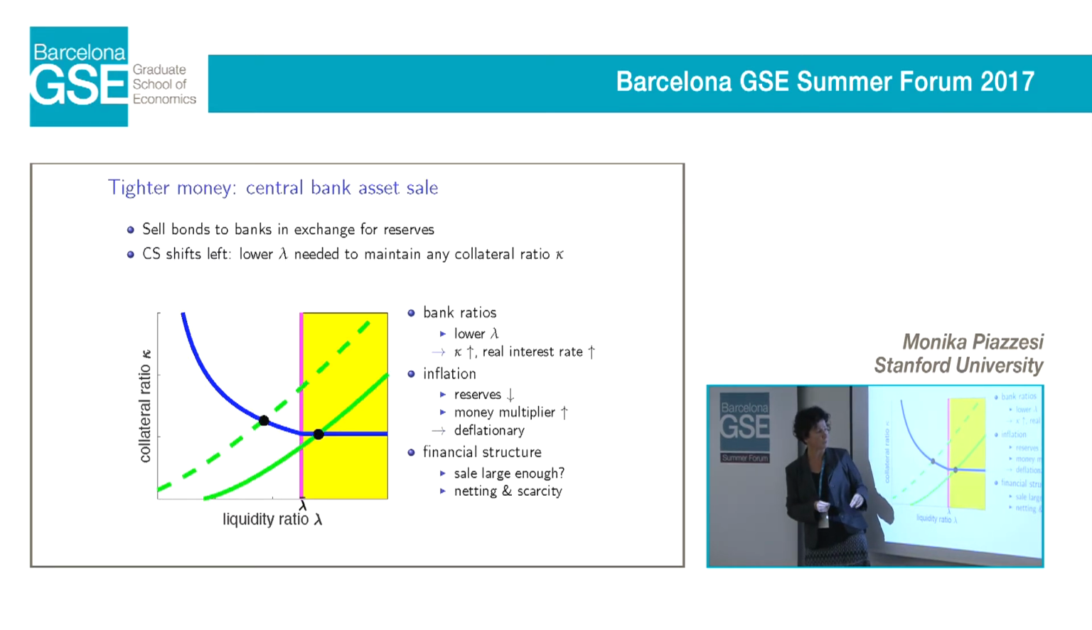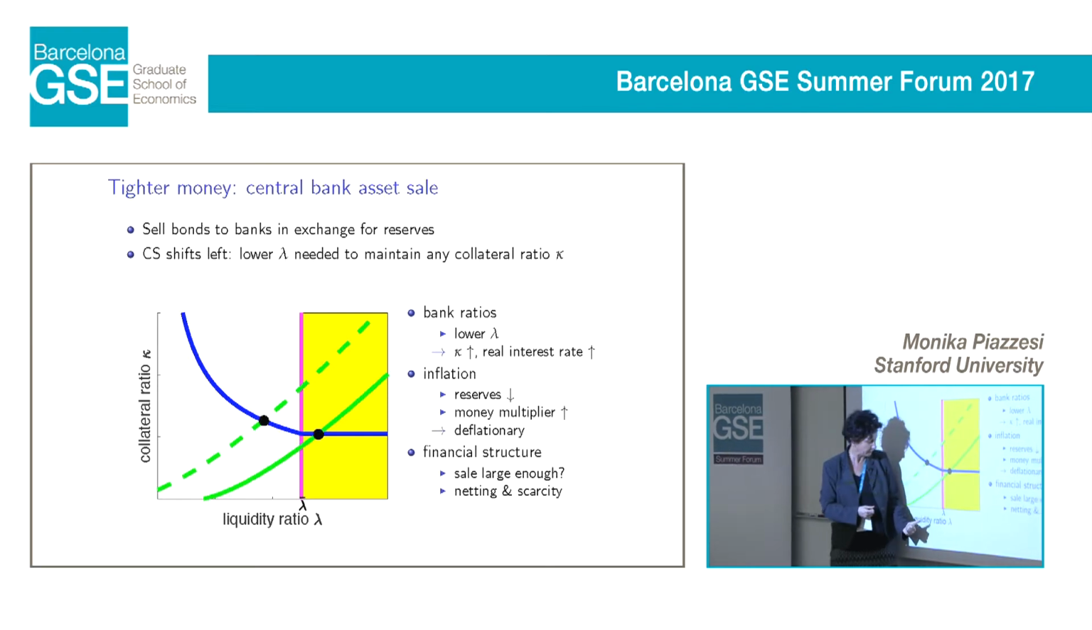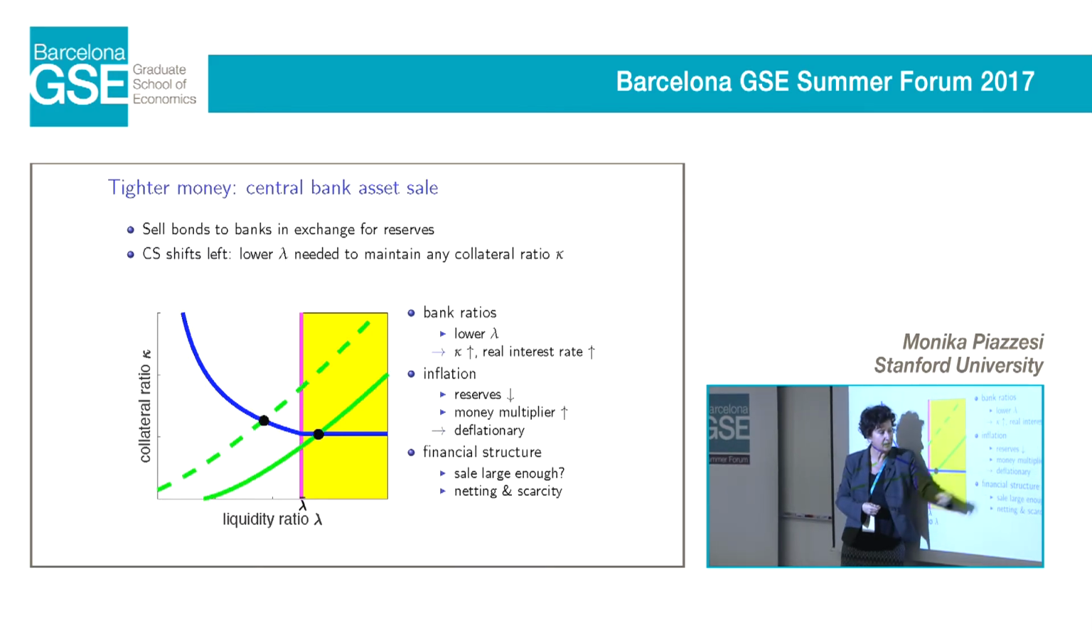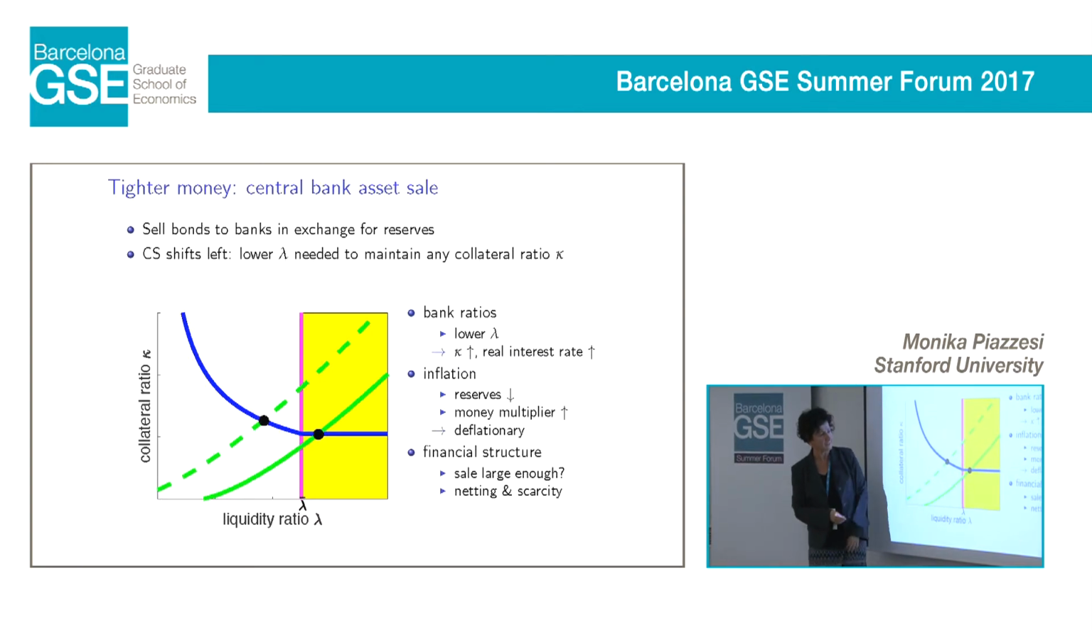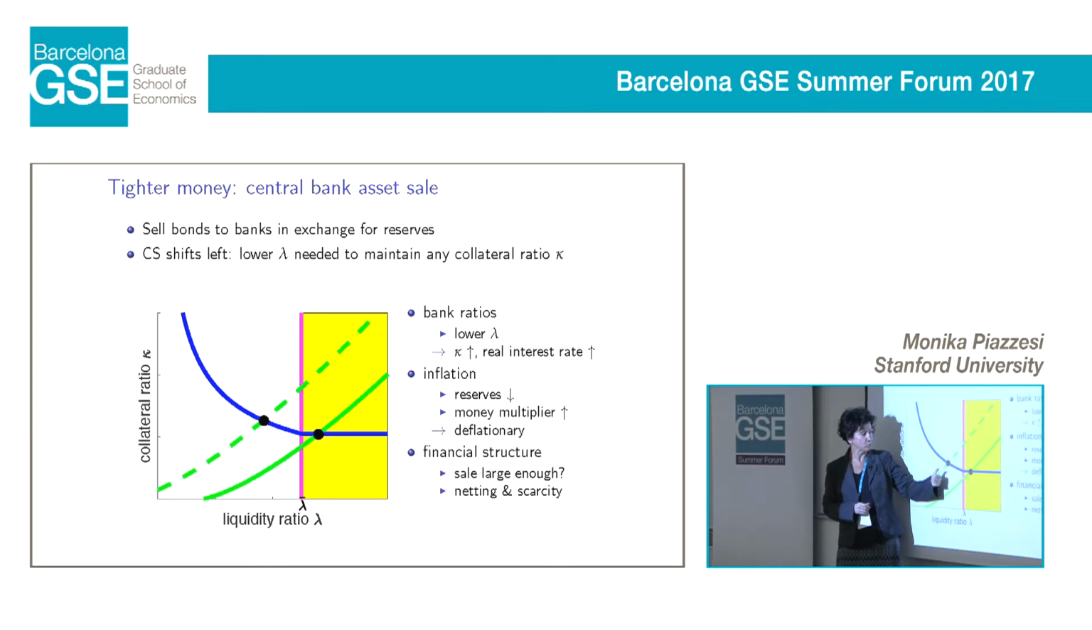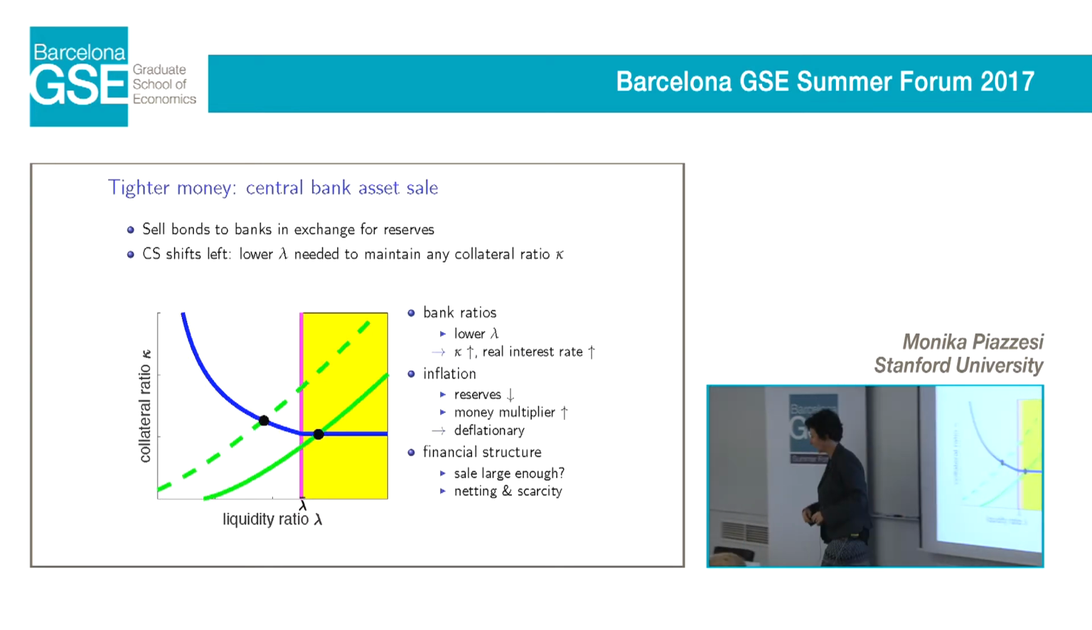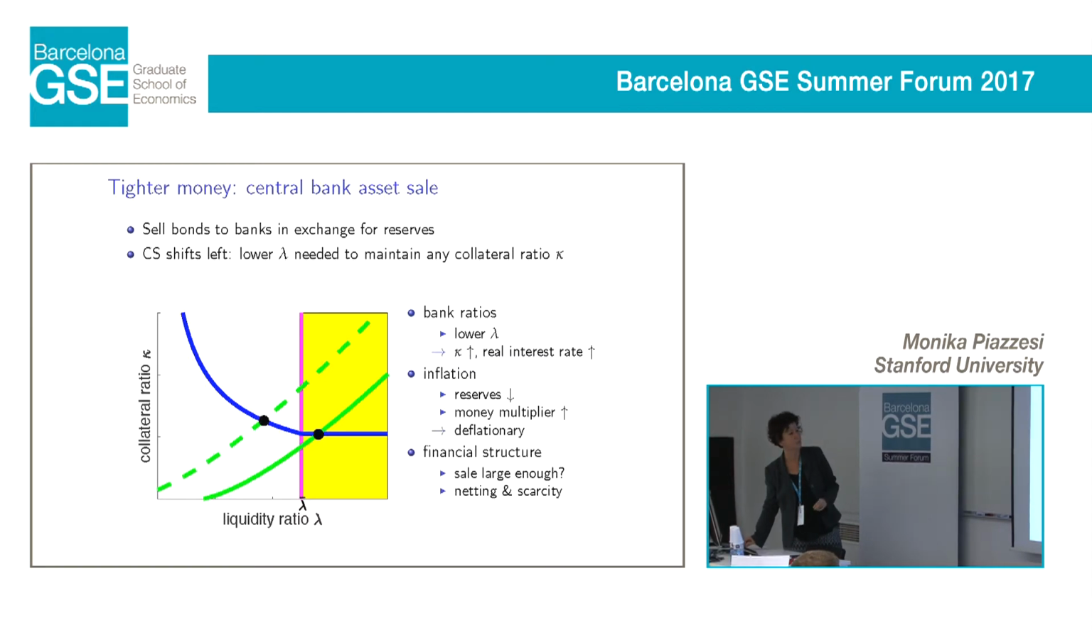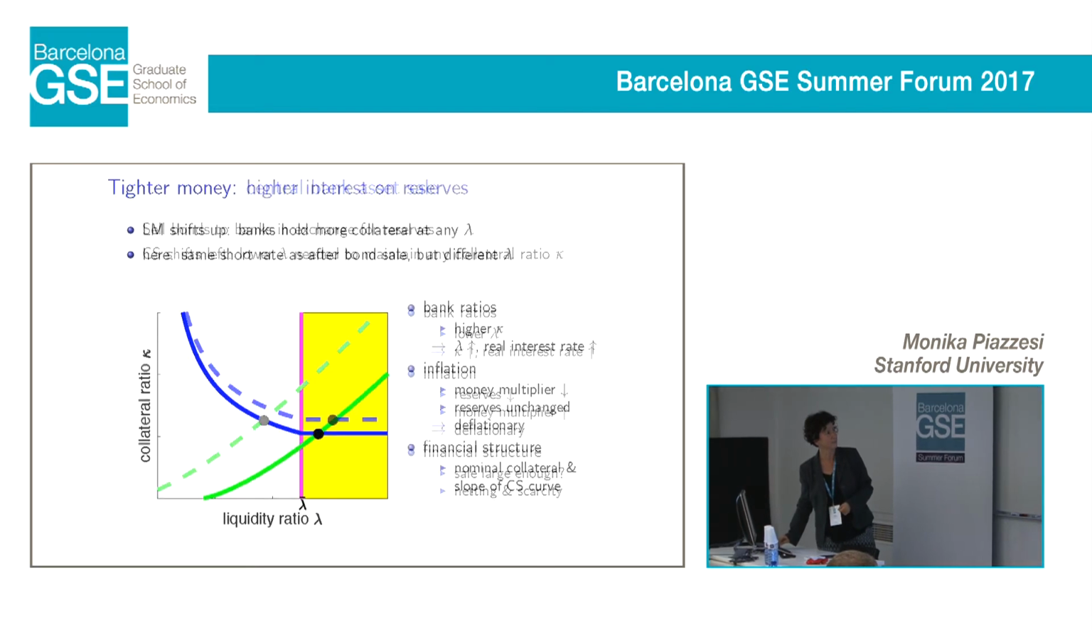What happens to inflation? Well, this is tighter money, so reserves are being sucked out of the system. You can see that the steady state liquidity ratio falls, so the money multiplier goes up. It's not immediately clear from this picture, but you can study this and see that this policy is deflationary. And the financial structure is going to matter for how far left you move. One determinant factor for this is netting in financial markets.